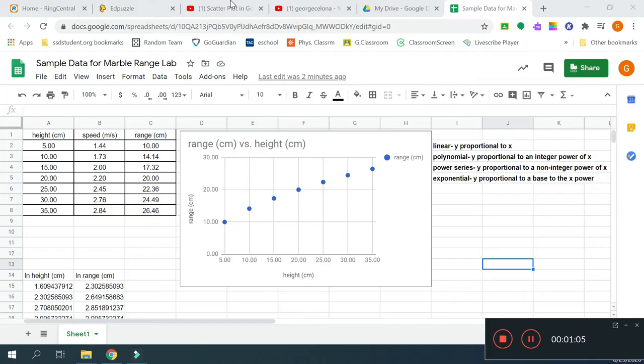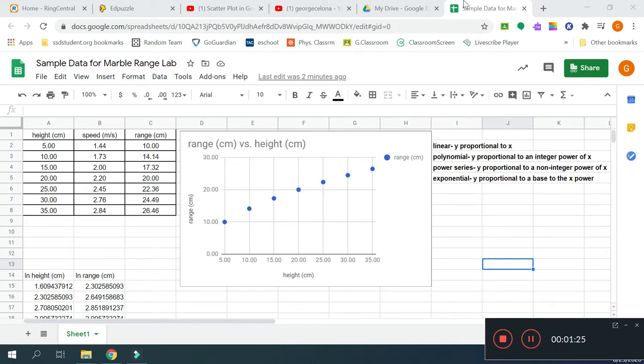So some of the typical types of relationships that you might talk about in a physics lab might be a linear relationship where y is proportional to x. So that means that as x grows by some factor, y grows by the same factor. If you double x, you double y. If you triple x, you triple y, etc.